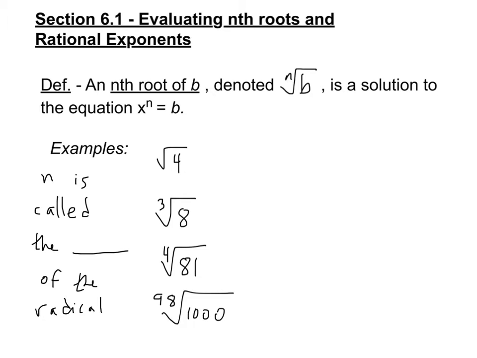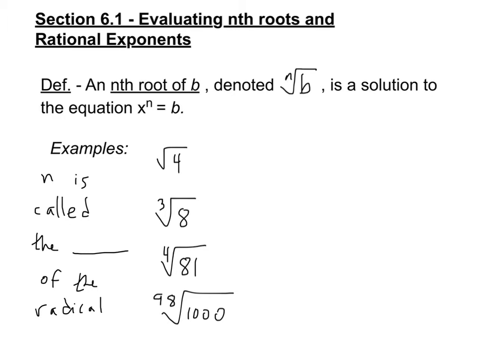So let's get started. First, we're going to talk about the nth root of b, which is denoted as it is here. An nth root of b is a solution to the equation x to the n equals b. So it's the number that when you plug it into this equation for x, it makes the equation true. That's what we consider an nth root. I would pause the video and try to digest this sentence and make sure it makes sense to you.